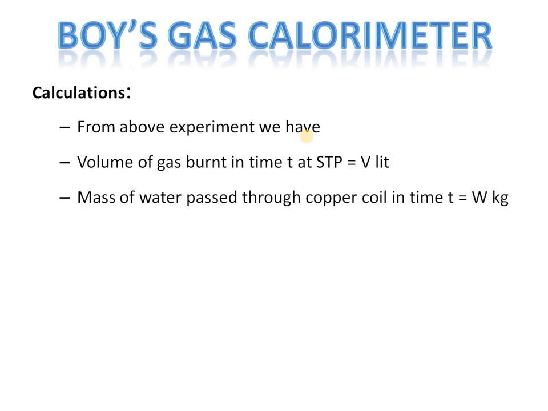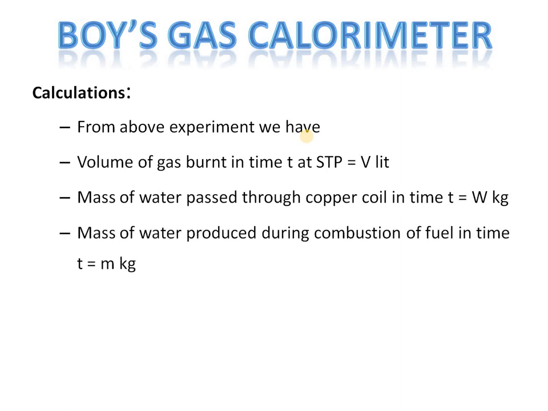Then the mass of water passed through the copper coil in time t will be equal to W kg. Then the mass of water produced during the combustion of fuel in time t will be equal to m kg. Now this m kg is the water produced due to combustion of the fuel, which is collected at the bottom of the insulating cover.